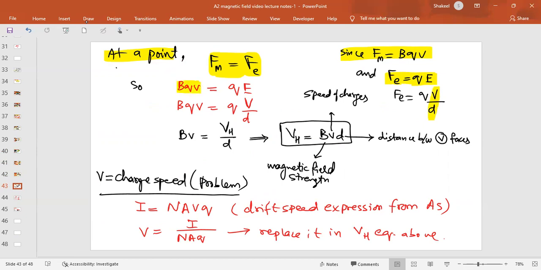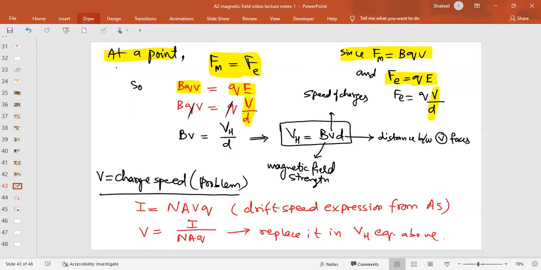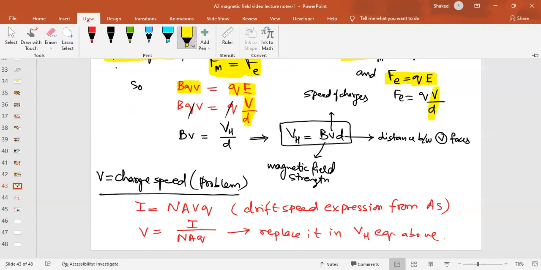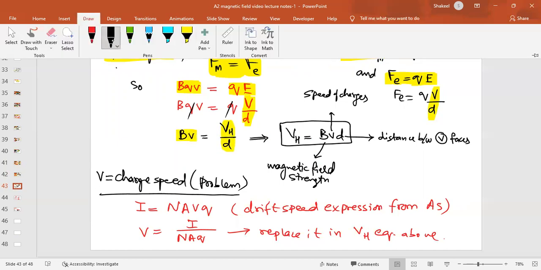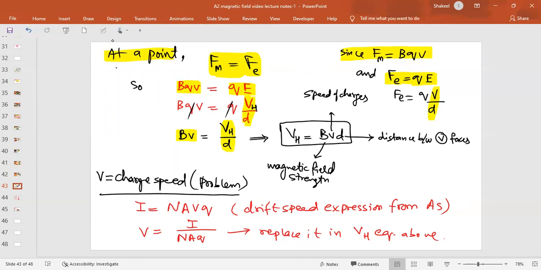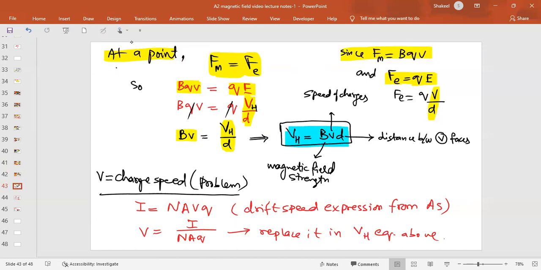For magnetic force, you insert BQv, and for electric force, you insert QE, and in place of E, you have written V over D. So now this Q is going to be cancelled away, and the remaining thing will be Bv equals V_H over D. I have written V_H because it is the Hall voltage. It is named as Hall voltage. So from here, the Hall voltage will be equal to Bvd.